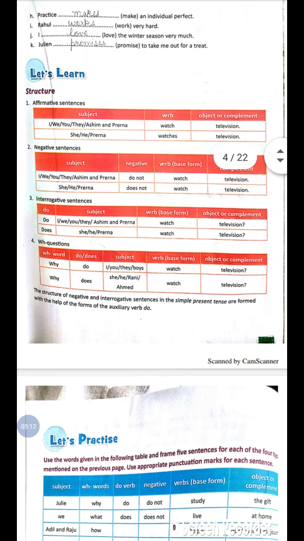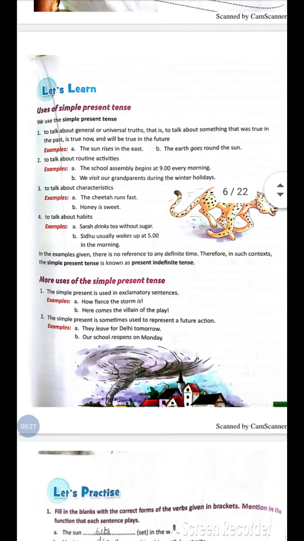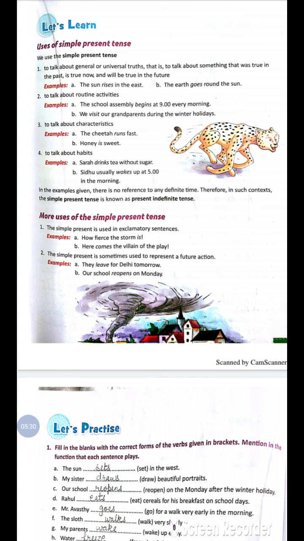Next thing is, the same thing is repeated again in simple present tense, affirmative, negative, interrogative and WH questions. Okay. Next thing in this chapter is the use of simple present tense to talk about general or universal truth. That is to talk about something that was true in the past, is true now and will be true in the future. For example, the sun rises in the east. The earth goes round the sun.